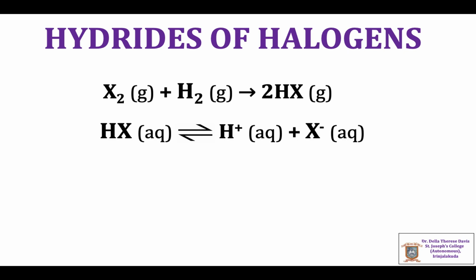The halogens form hydrides of the formula HX. X2 plus H2 gives 2 molecules of HX. And these are acids which ionize in aqueous medium to form H plus and X minus ions.